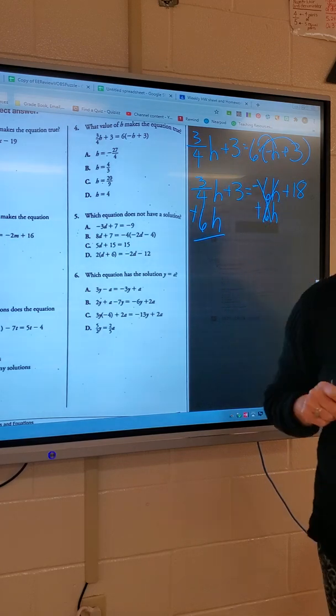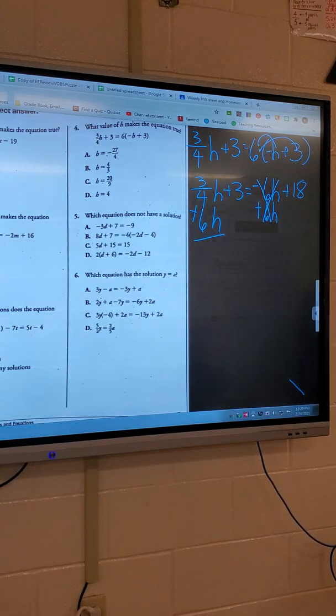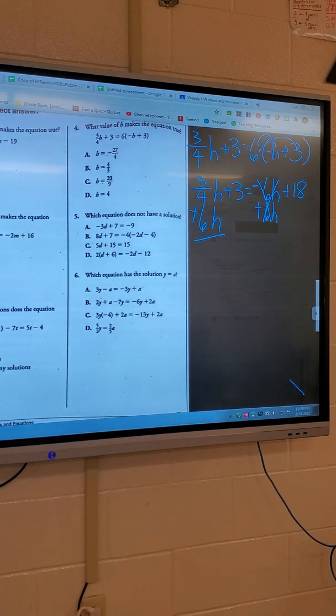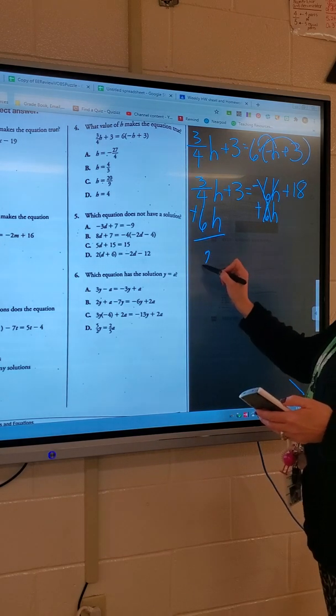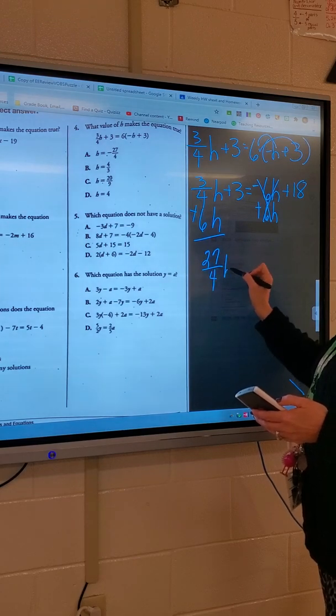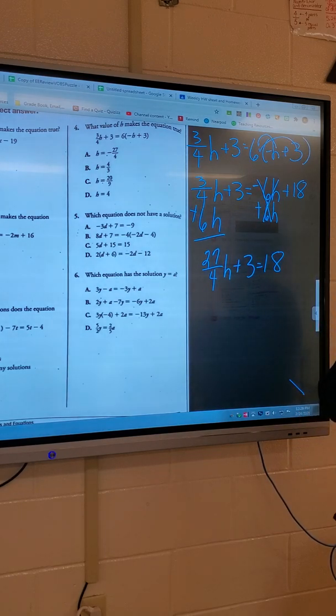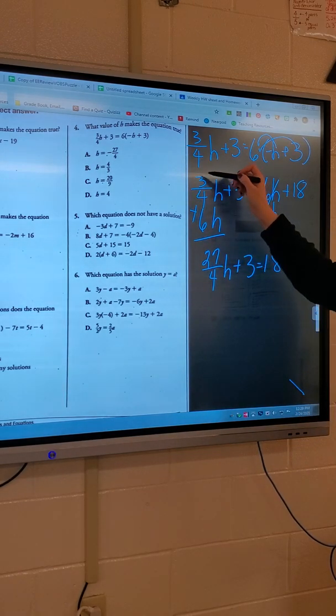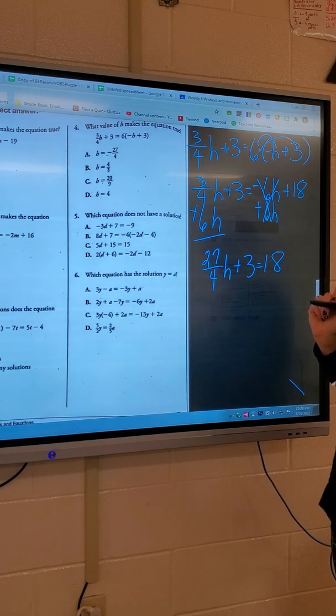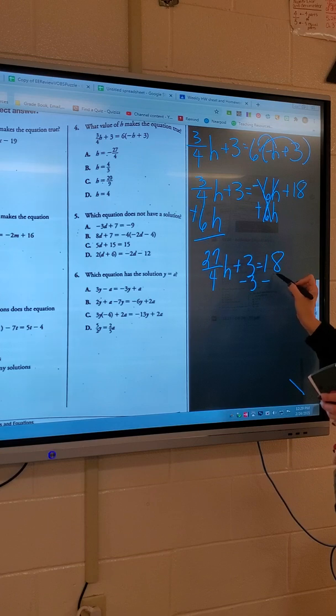Now, that's where you're going to take the calculator and put in 3/4 plus 6, and you get 27/4. So this is going to be 27/4 h plus 3 equals 18. Okay? Don't worry about how that looks right now. You're just going to add this and this, 3/4 plus 6. Now I subtract 3 from both sides.